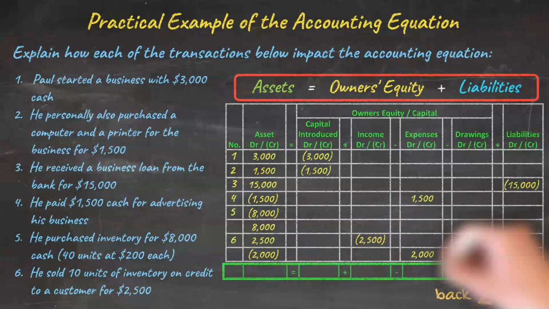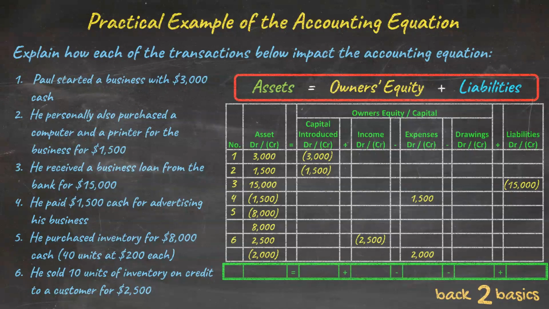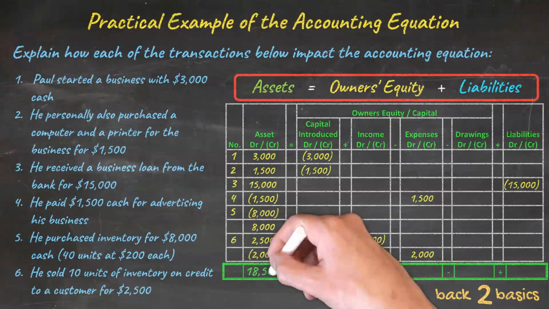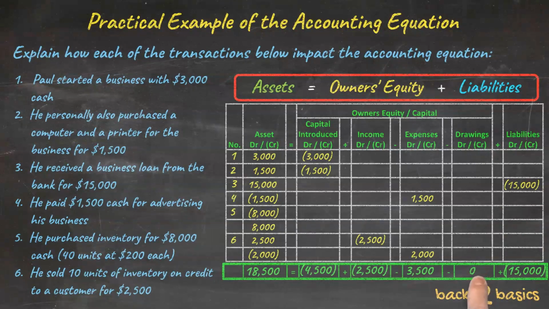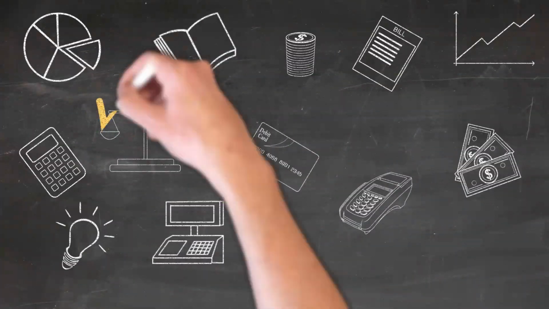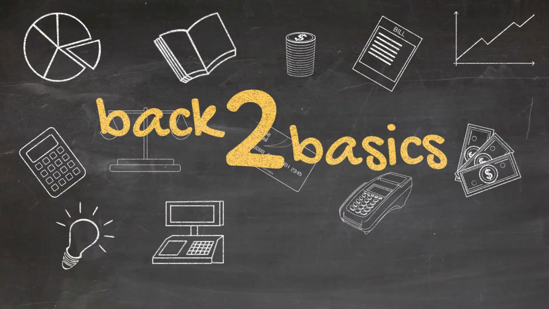So if we now calculate the total of each of the columns, we will note that the assets equate to a debit value of $18,500 and the sum of the total equity and liabilities equate to a credit value of $18,500. From the example, you can see that the accounting equation will always balance because of the double entry principle, where each transaction has a debit and a credit of equal value. So there you have it, short and simple.